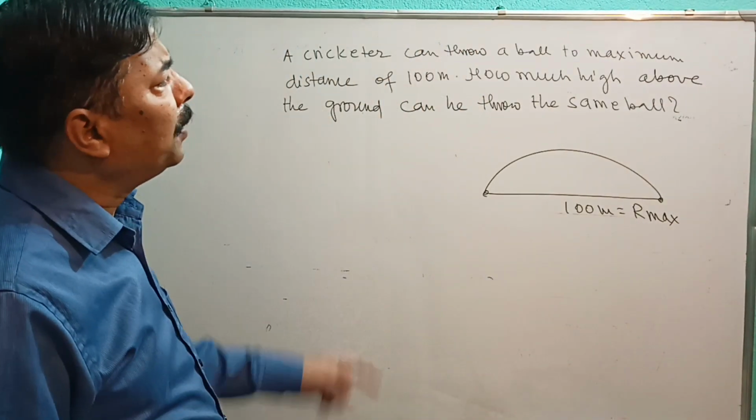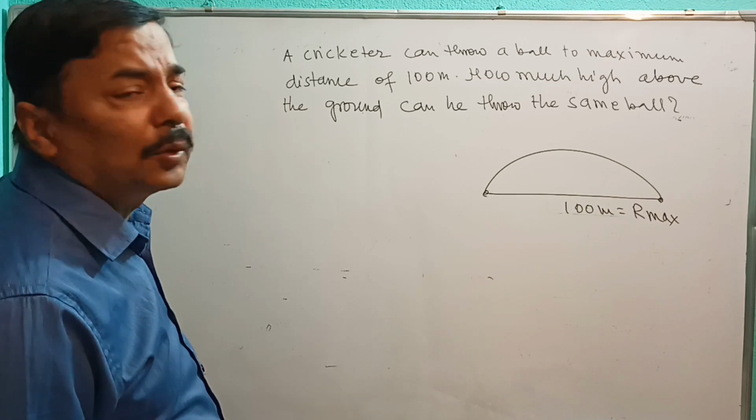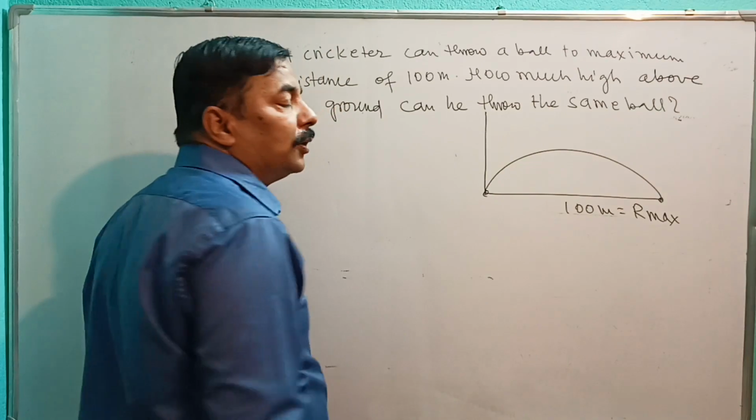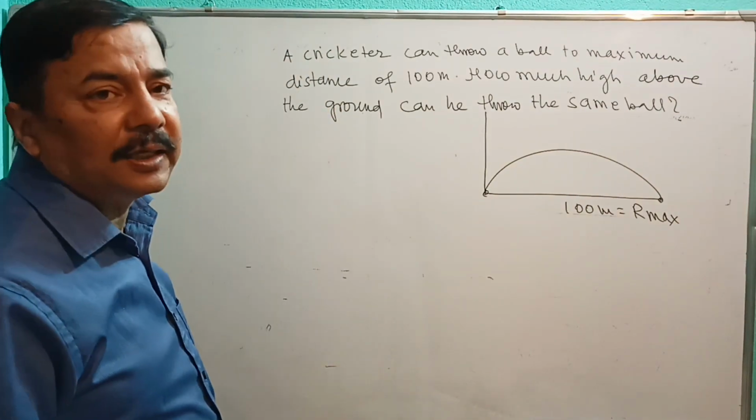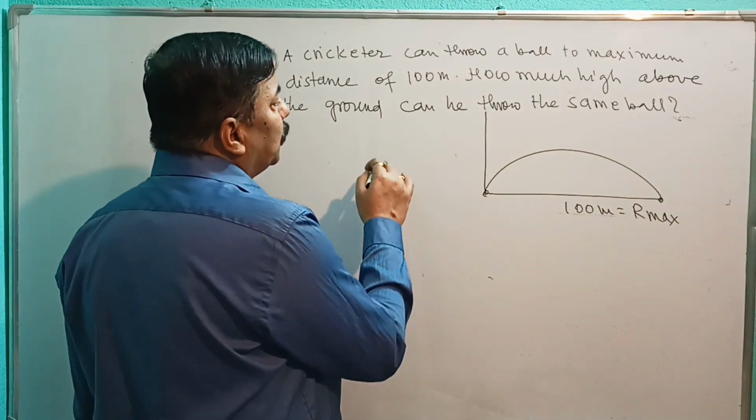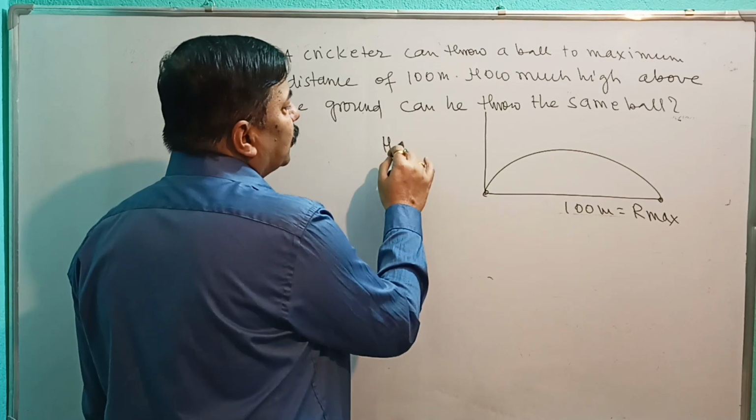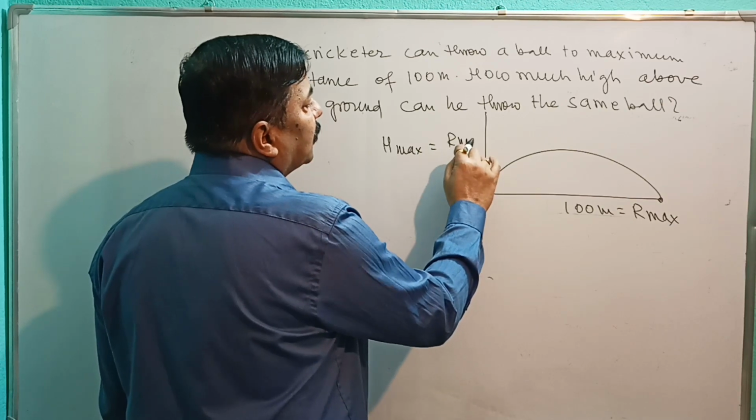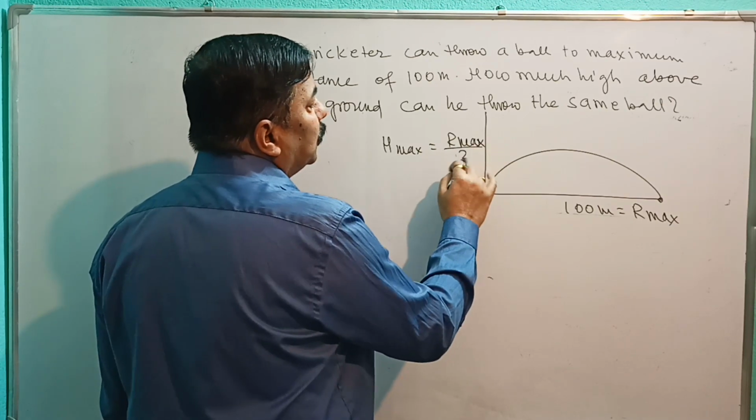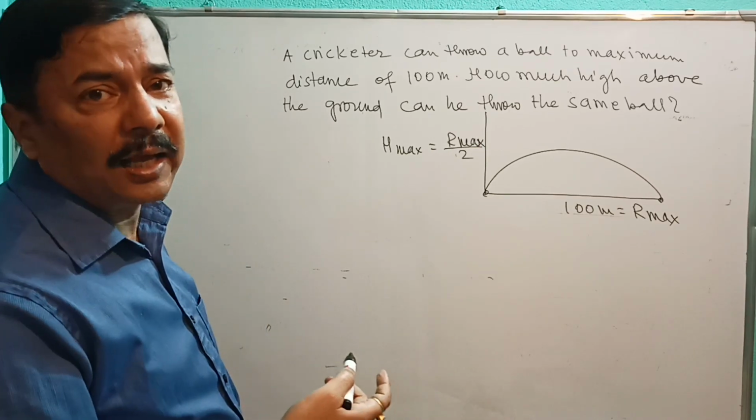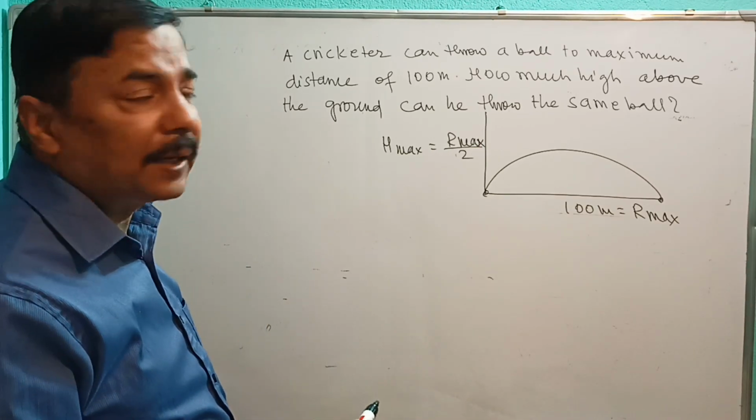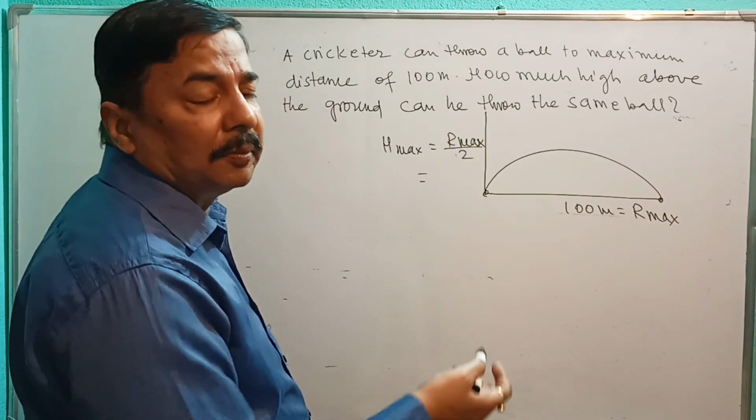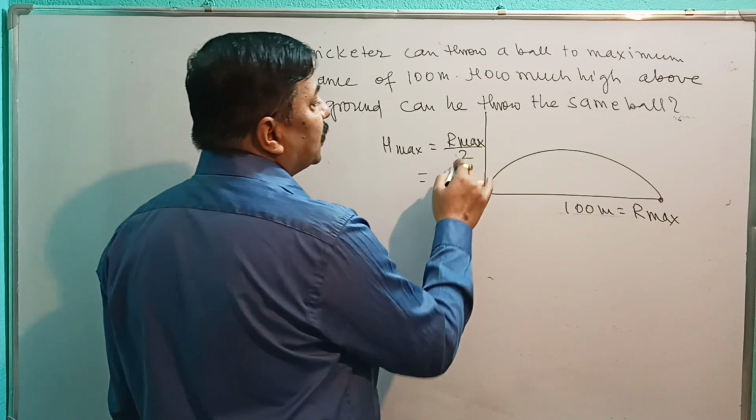And how much high above the ground can he throw the same ball? Now they are asking that in this direction how much he can throw the ball. Maximum height is there. So just now I have told you that H maximum should be R max by 2. In previous questions only I have discussed these concepts. So directly you can write, or you can prove it also by using the formula, R max by 2.